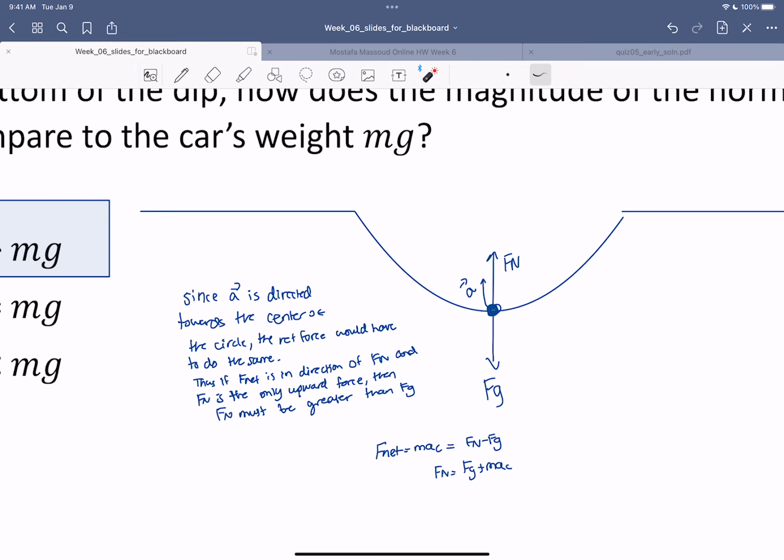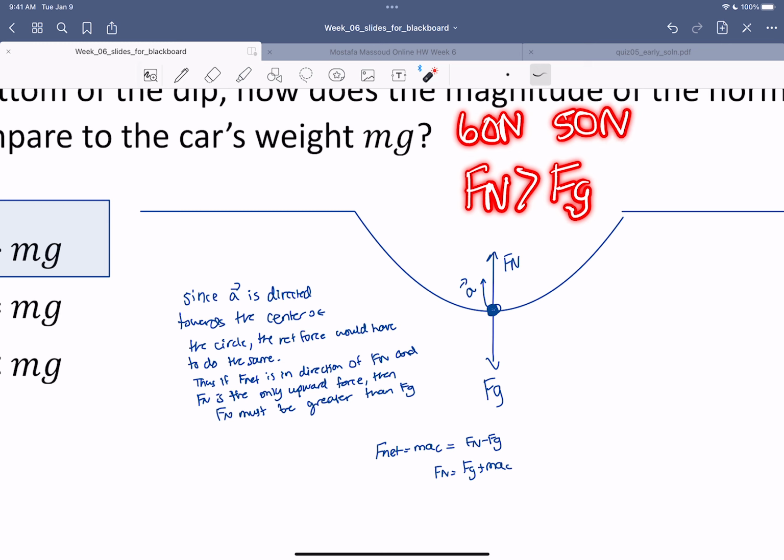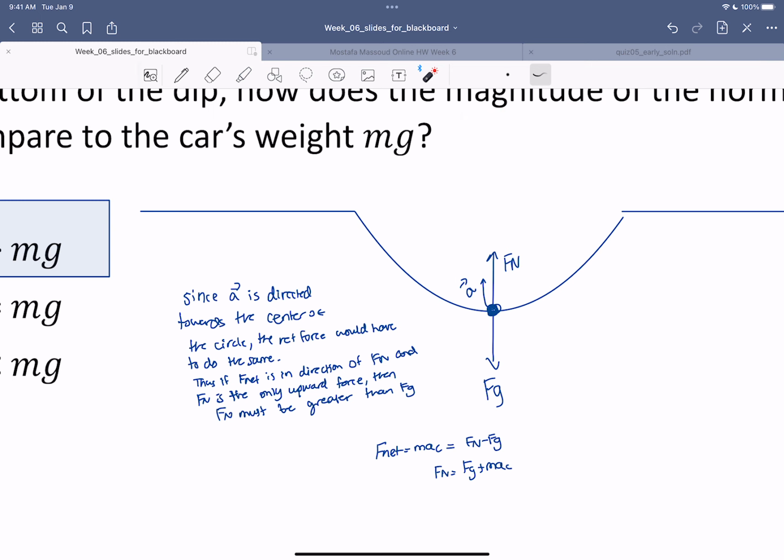So if our net force is positive, then we would have to have the force in the positive direction overwhelm the force in the negative direction. So therefore Fn has to be bigger than Fg. If this was 60 newtons and this was 50 newtons, then our net force equation would be 60 minus 50. That gives us a positive 10 newton force upwards. And so that's another way to determine it more logically instead of with numbers.